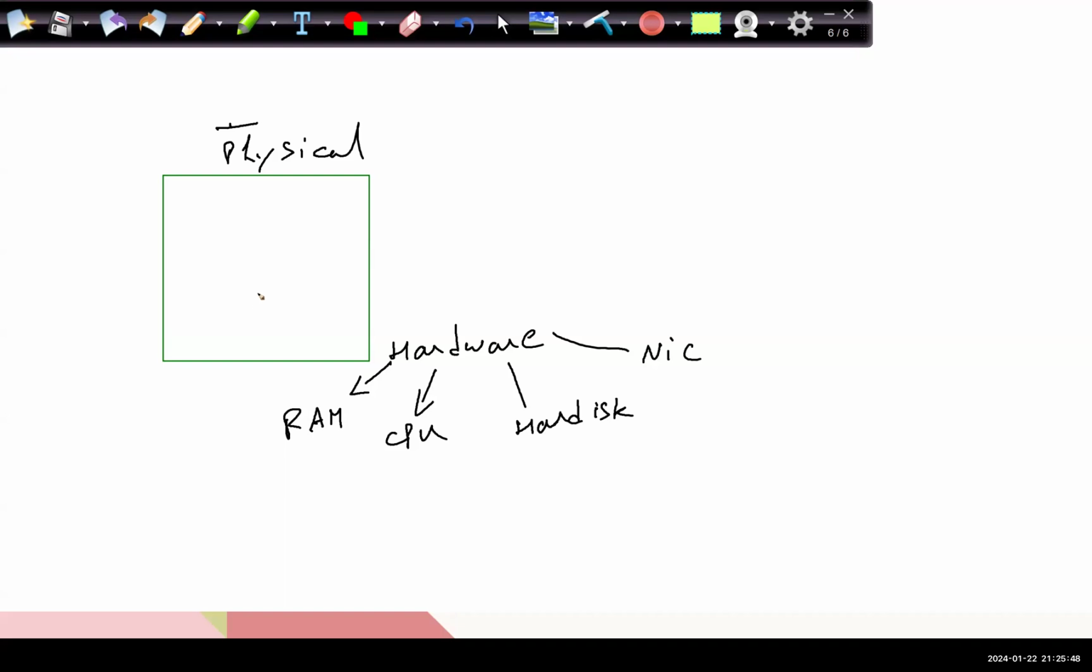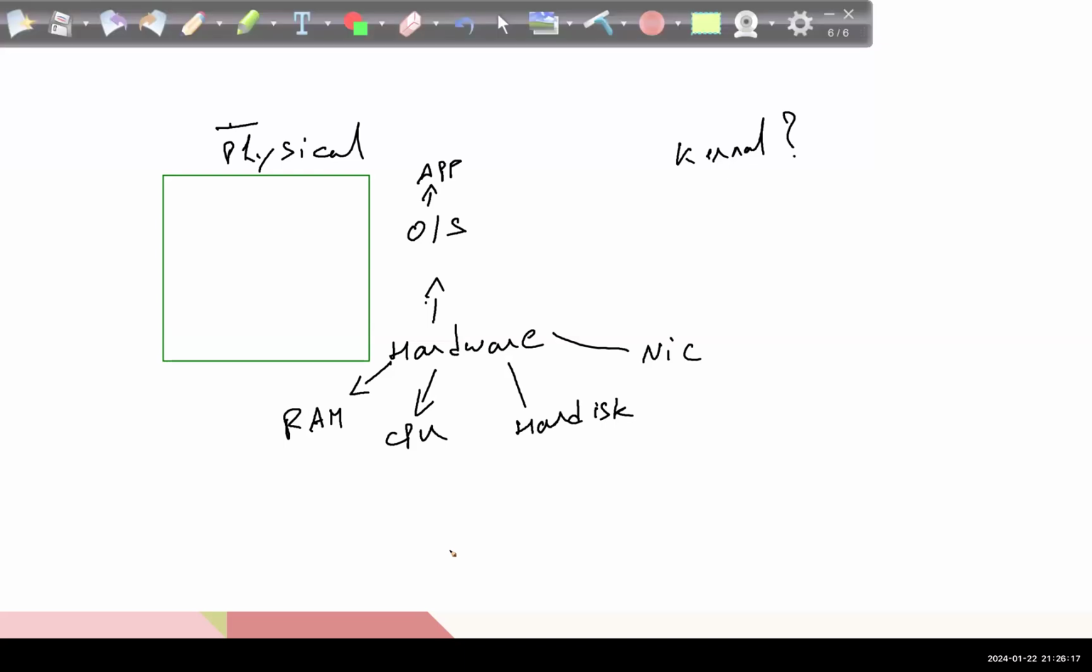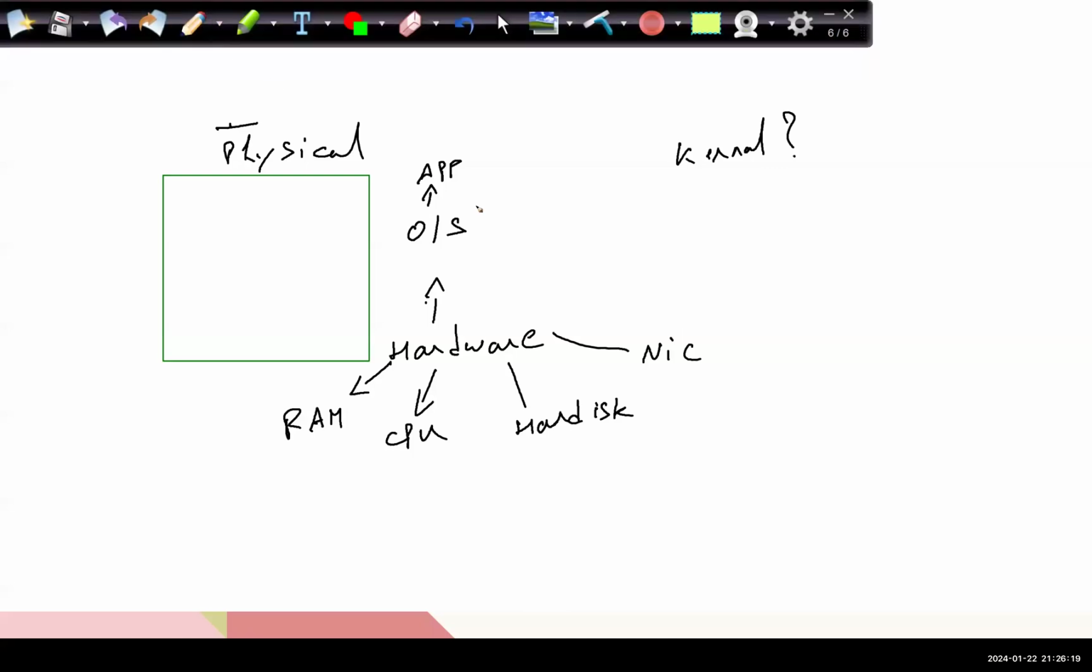There is also something that we do, right? After this hardware, on top of this, we install the operating system. On top of that, we install the application, right? But there is also something called kernel. What is this? Can someone tell me, guys, what is kernel? I want you guys to message me.